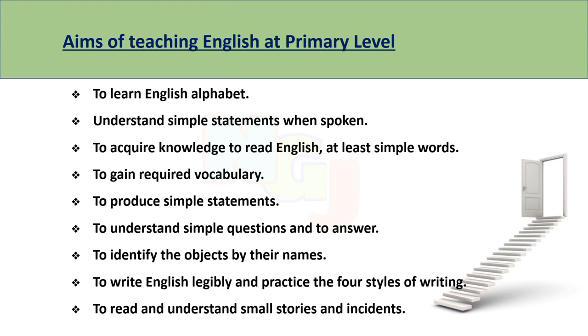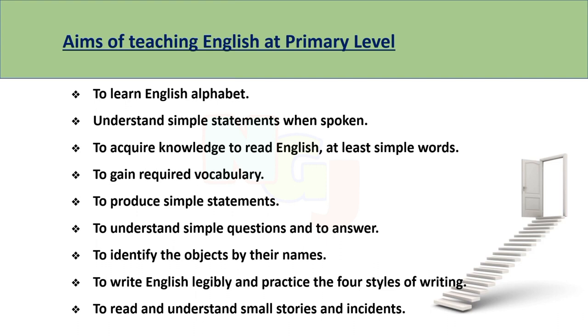Next, they must be able to gain required vocabulary. So, whatever is necessary for that particular age group, the teacher should teach the vocabulary. And also, the students must be able to produce simple statements. Next, the aim of teaching English at primary level is to make the students understand simple questions and they must be able to answer back to the teacher. Next, the students must be able to identify the objects by their names. And also, make your students write English legibly and practice the 4 styles of writing in English. Make your students read and understand small stories and incidents.